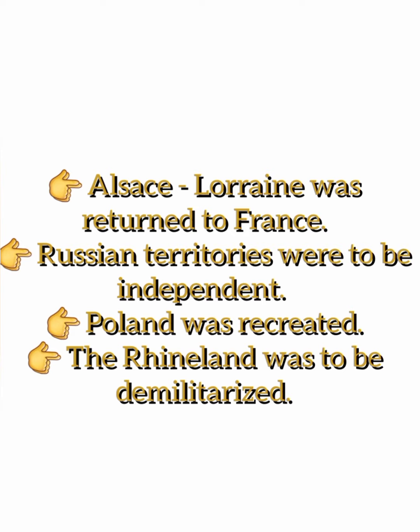Alsace-Lorraine was returned to France. The former Russian territories were to be independent. Northern Schleswig was given to Denmark and some small districts to Belgium. Poland was recreated. The Rhineland was to be occupied by the Allies. The area on the east bank of the Rhine was to be demilitarized.